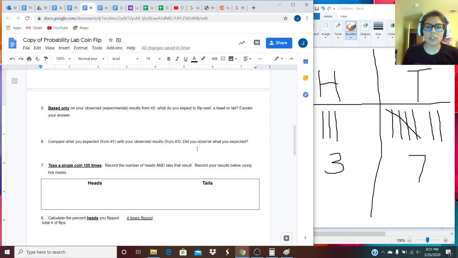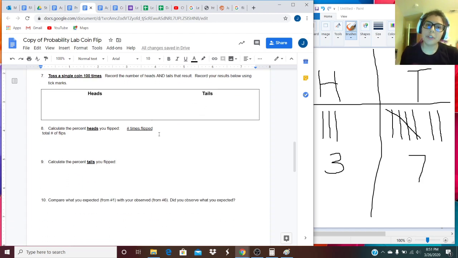So here, number 6, I need to write that down. I need to explain that my prediction is different from my actual data. So my data doesn't support my hypothesis, at least for this part of the lab. Okay?